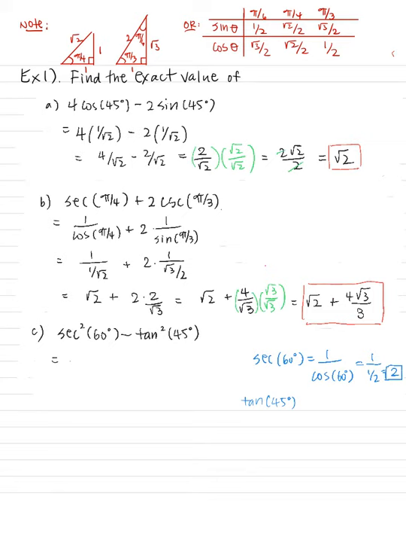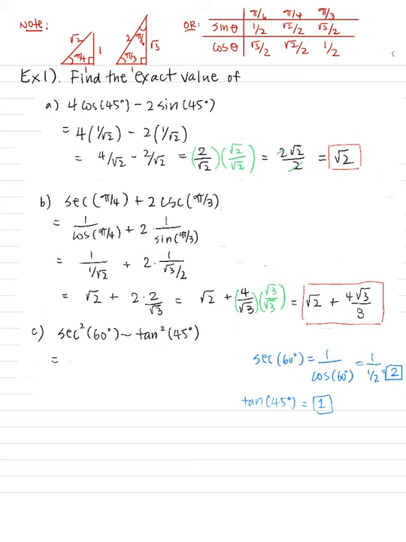Tangent of 45 is sine 45 degrees over cosine of 45 degrees. So it's root 2 over 2 divided by root 2 over 2. So this value is going to be 1.